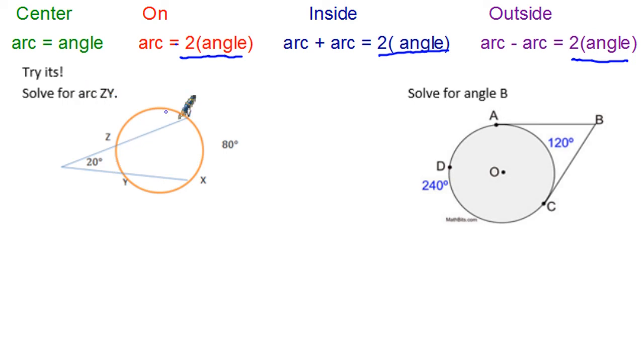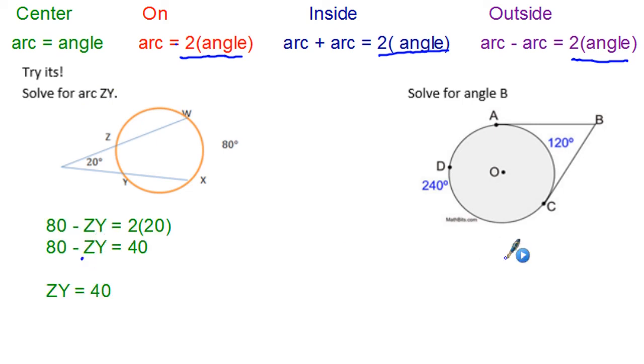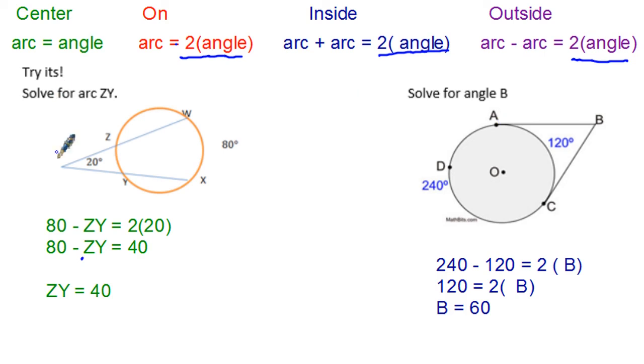So take a quick moment. There are 2 example problems here. Try those out for yourself. You can pause the video if you'd like. I'm going to reveal the answers when you've tried them. Alright, let's take a peek. Did you get these answers? Hopefully you did. These were both outside the circles, so we're going to subtract. So arc minus arc equals 2 times the angle.